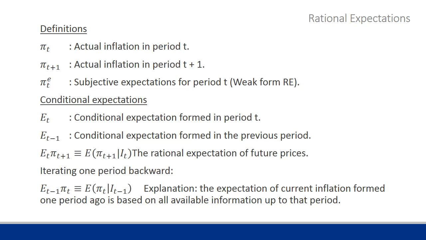We could iterate that last expression one period backward. We would have our expectation of pi t. Remember, the expectation formed in the previous period, t minus 1, is equal to the expectation of pi t, conditional upon the information set we had when we formed the expectation. So these two time periods match.